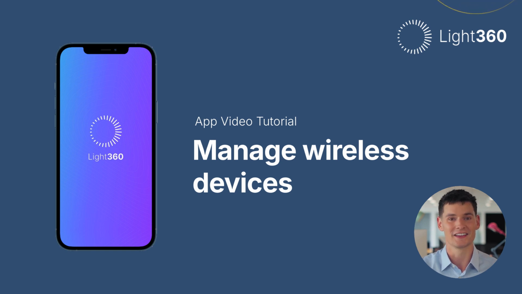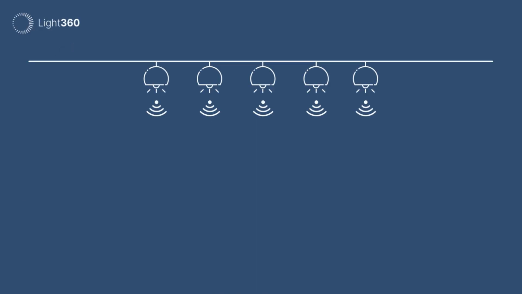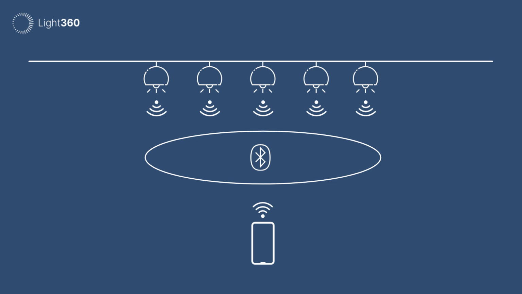Hi! In this video, I'll show you how to discover wireless devices, add them to your project, and manage their properties. The Light360 app uses your smartphone or tablet's Bluetooth radio to search for nearby wireless devices. Keep in mind that you need to be as close as possible to these devices and move around the system area to join all of them.